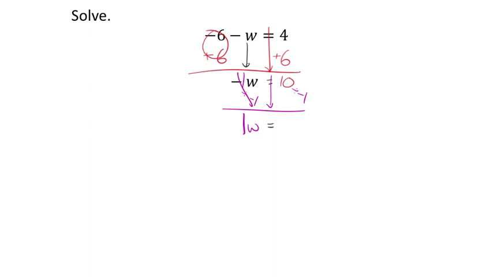Now a positive divided by negative makes a negative. Anything divided by 1 is itself, negative 10. So in checking though, negative 6 minus negative 10, minus a negative makes that plus 10. Negative 6 plus 10, there's more positives than negatives. 10 minus 6 is 4. Boom. We found the solution.